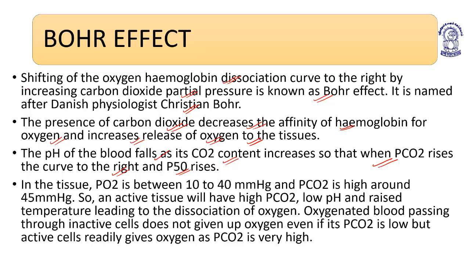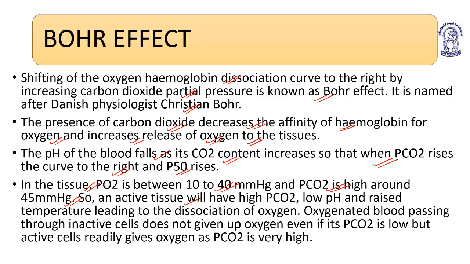So the pH of blood is a very important factor, but it is not a direct factor, because CO2 is responsible for controlling the pH. When the pH of blood falls, that is acidosis, the amount of CO2 has increased. When the amount of CO2 increases, the curve will shift to the right side and P50 rises. In the tissue, the partial pressure of oxygen is between 10 to 40 millimeters of mercury, and the partial pressure of CO2 is high, around 45 millimeters of mercury.